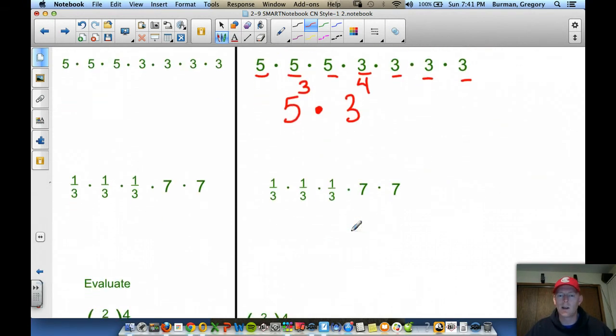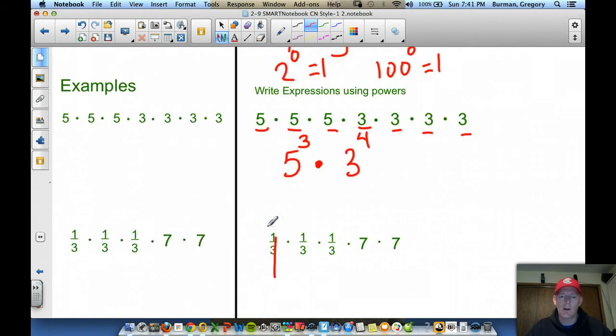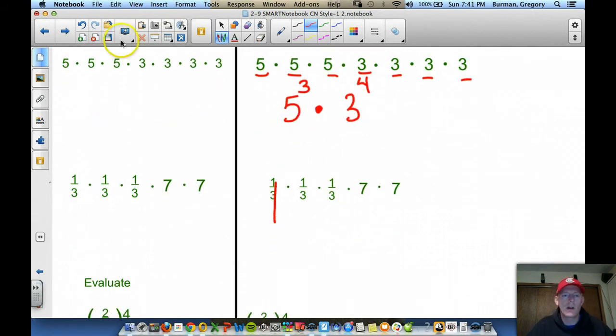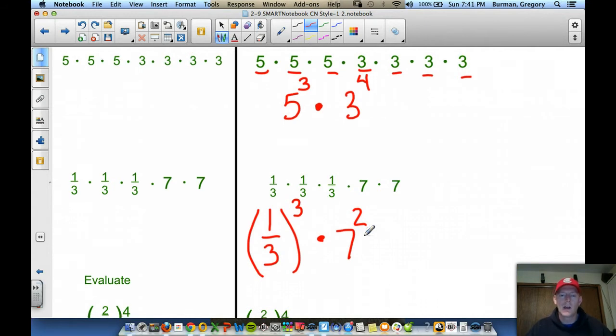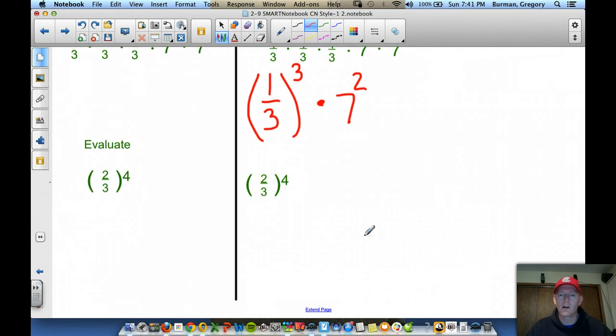So on the next example, when I have 1/3 times 1/3 times 1/3, that means, oopsies, I just made my pen jump. We'll get rid of that. That means that I have 1/3, and I'm going to put it in parentheses so that we know that the whole thing is going to be to the third power. And I have 2 7s, so I'm going to multiply that by 7 to the second power. Now, those should seem fairly simple, and I'm hoping you guys understand that as well.